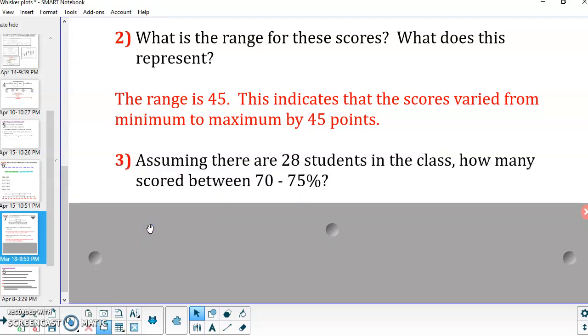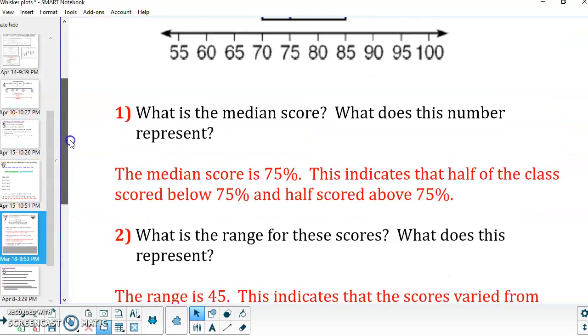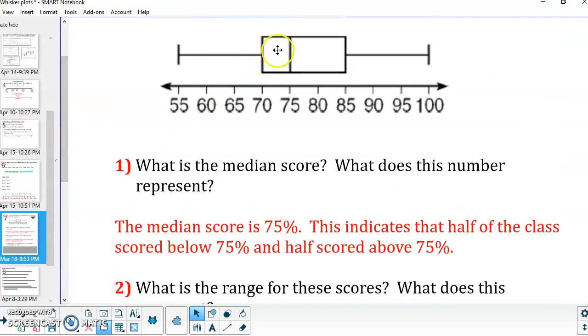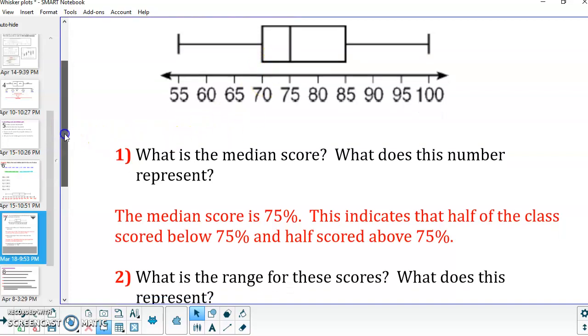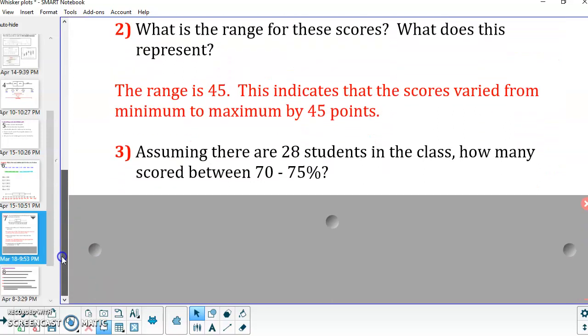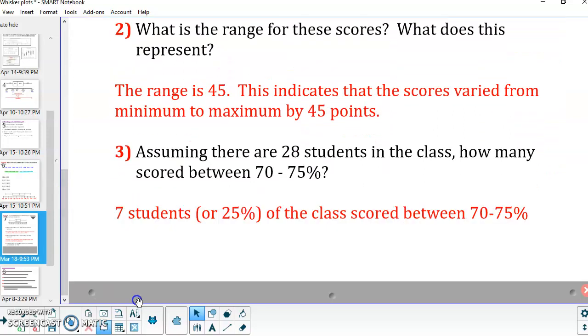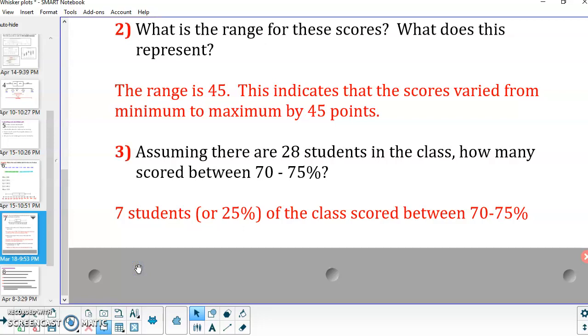My last one, assuming there are 28 students in the class, how many scored between 70 and 75%? So again, if we're looking up here, 70 to 75%, that's 5%, or excuse me, it's 25%, 5% in test world. And that would represent 25% of my class. So if there are 28 students, that's going to be 7 kids that scored between 70 and 75%.